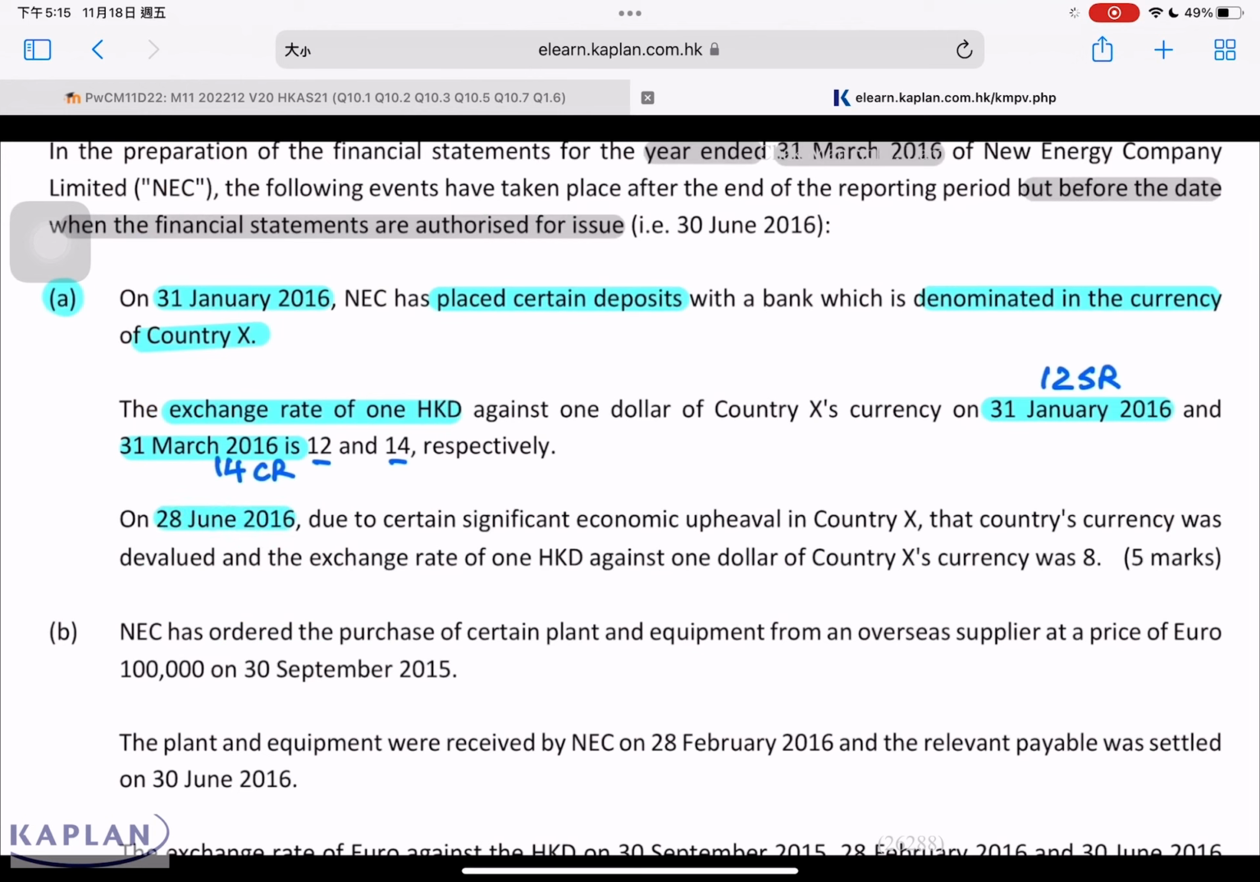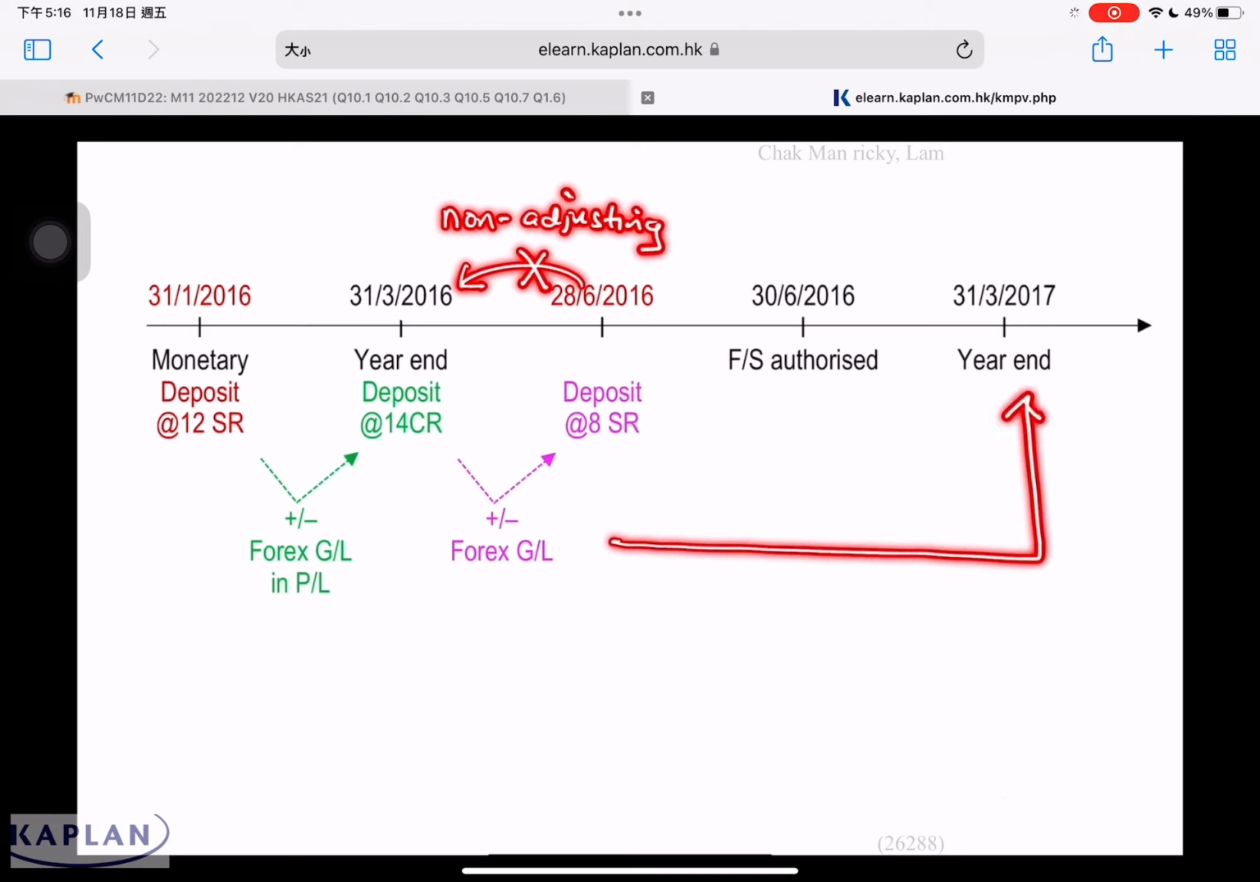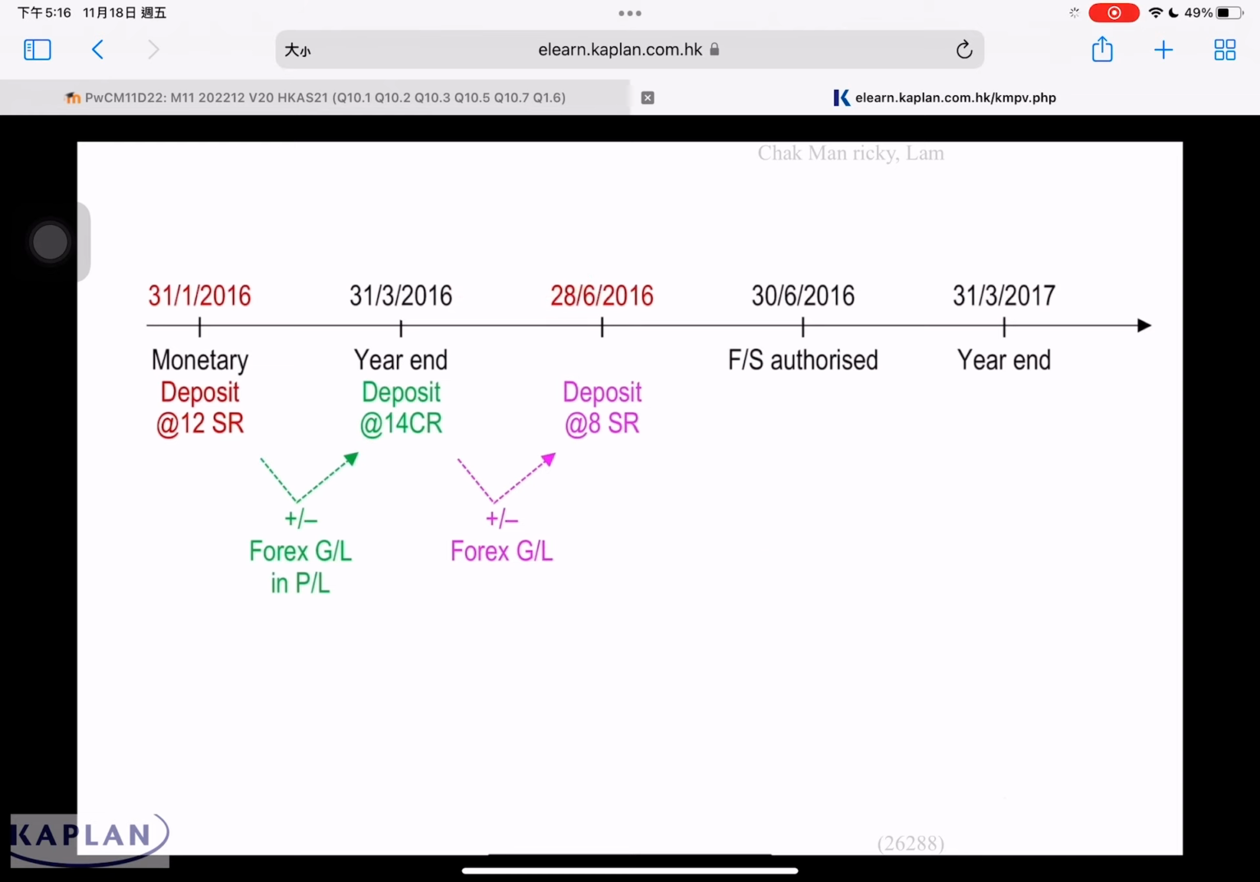On 28 June 2016, the exchange rate devalued to 8 for $1 Hong Kong dollar against country X currency. From 14 to 8, there's also a plus or minus, which will be an exchange difference. It's a non-adjusting event. The exchange difference arises in 2017, not 2016, because the condition of devaluation only arises after the year end, not at the year end. This exchange difference will only affect 2017.